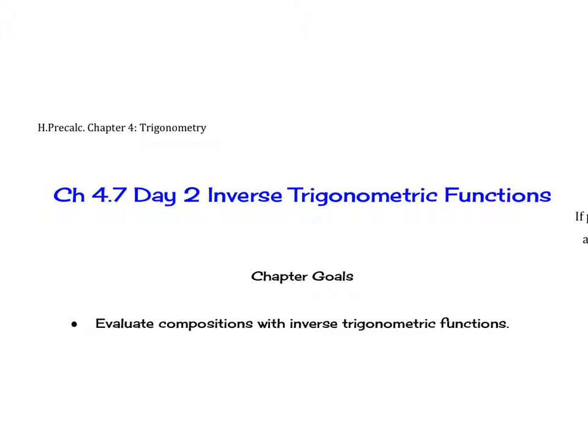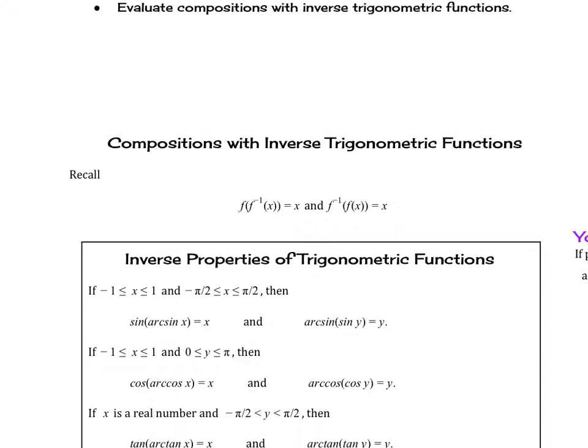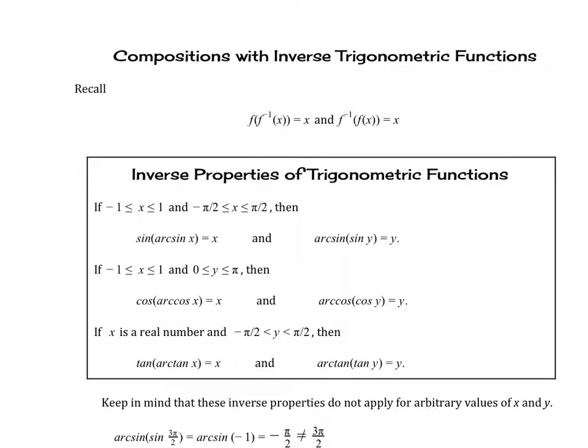So 4.7 day 2, we're looking at inverse trigonometric functions. We're going to evaluate compositions with inverse trig functions. So we need to know some of the properties. Remembering inverse, when we're trying to find the inverse, note that f of f inverse of x just equals x. Then we have f inverse of f of x, that just equals x.